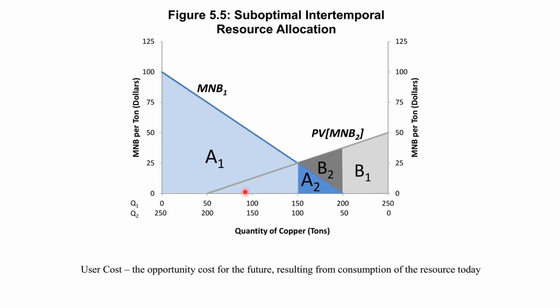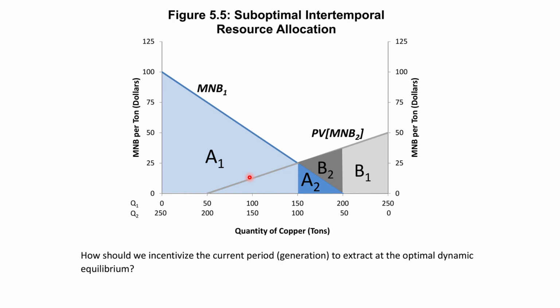Just because there's user cost, it does not mean that we shouldn't consume it, because we know the optimal is here. So the first period should go ahead and consume, even though the second period would have used it. But we need to be aware of it. So with that in mind, how do we incentivize the current period to extract at the optimal amount? Let's look at some policy possibilities.